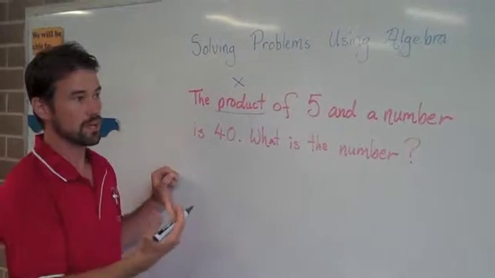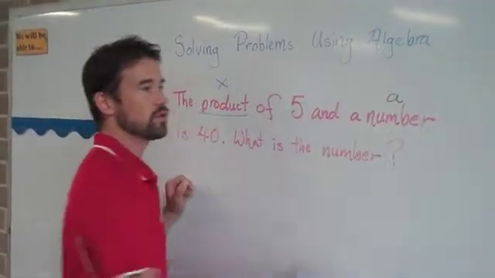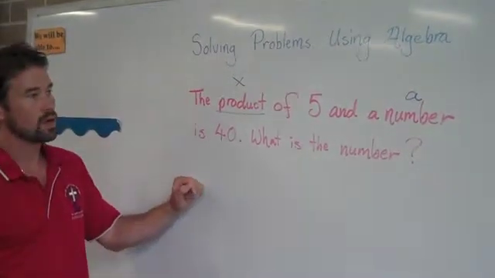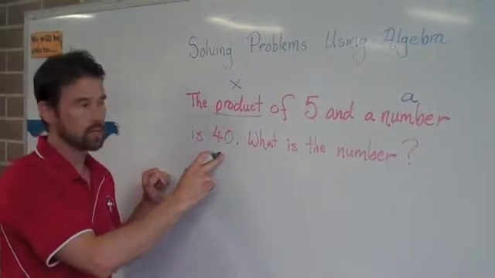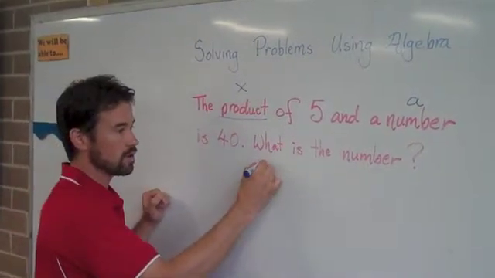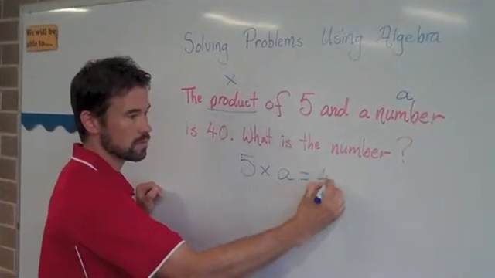So what we'll do, this number that we're trying to think of, let's call it the letter A. And what we're trying to do is find out what A is equal to. So when we multiply 5 and A, we get the answer 40. So let's put that into a little equation. 5 times A is equal to 40.